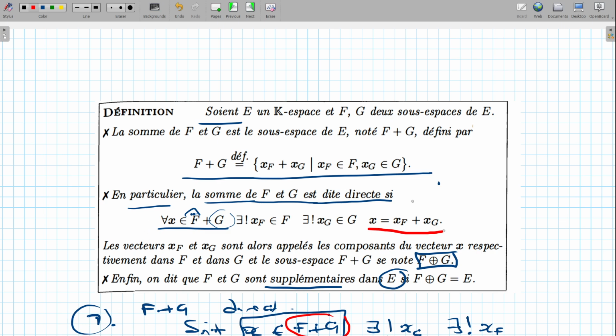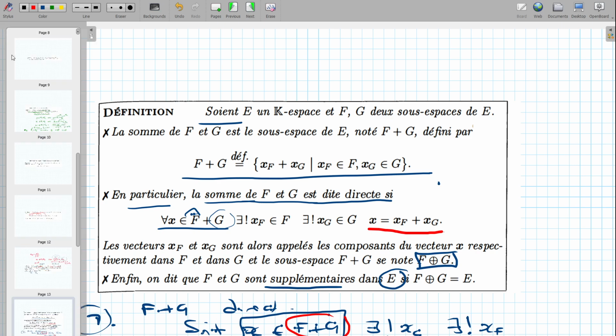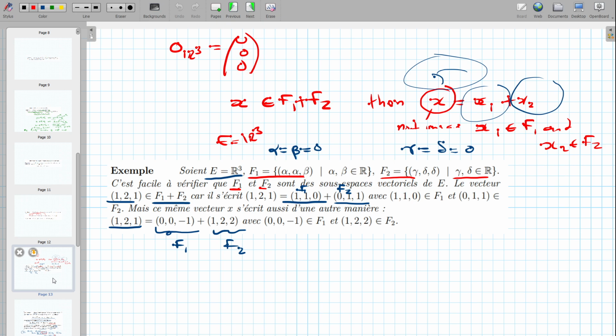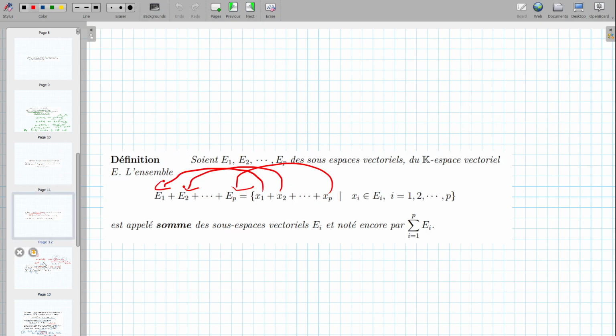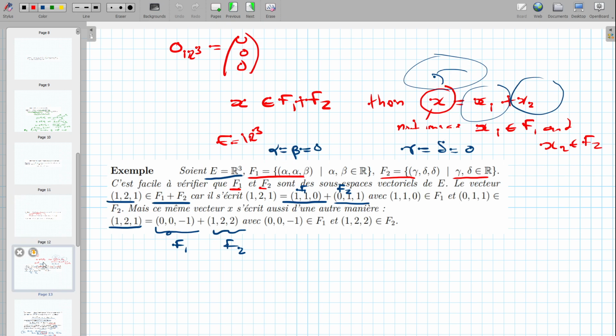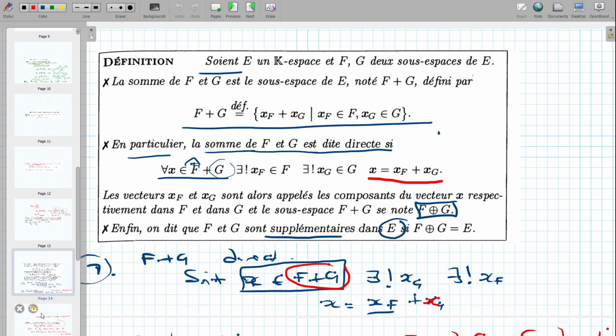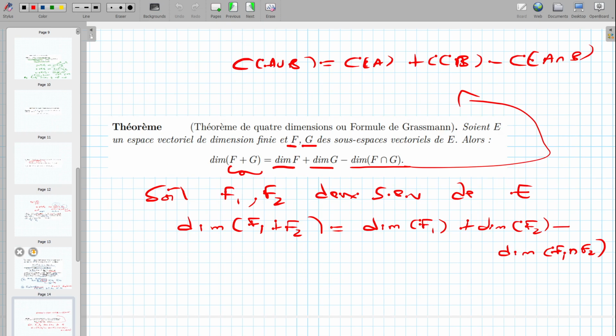Instead of showing that every element of the sum f plus g can be written in a unique way, x is equal to xf plus xg, there's a better way. The only thing that you have to do in this particular case is to show that the intersection is the zero vector. That only the zero vector is in the intersection. We cannot find any other vector apart from the zero vector in the intersection. So that is the necessary and sufficient condition.